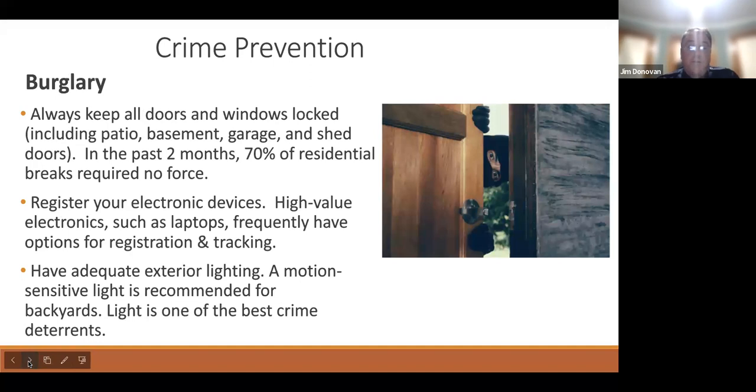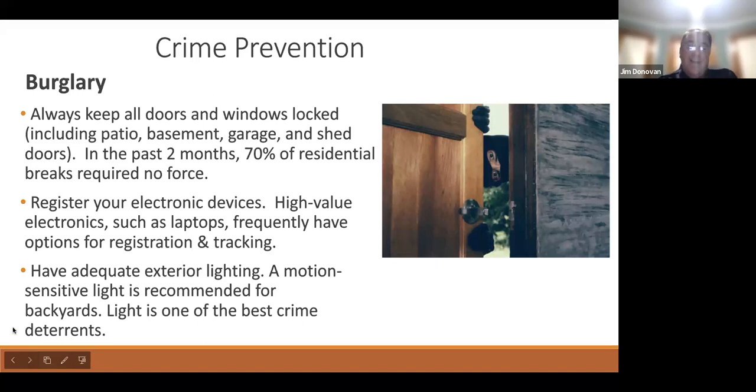Astonishingly, in the past 2 months, 70% of our residential breaks required no force. What does that mean? It means that those homes were either unlocked or had open windows. Especially with the coming winter, we ask that you keep your homes locked, keep your windows closed. In the summertime, when people have window air conditioners, we ask you properly secure those air conditioners so they cannot be easily pushed into your homes.